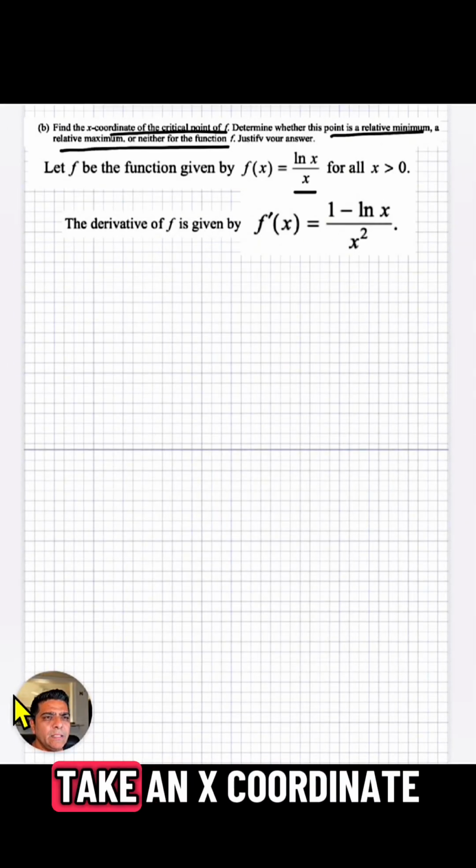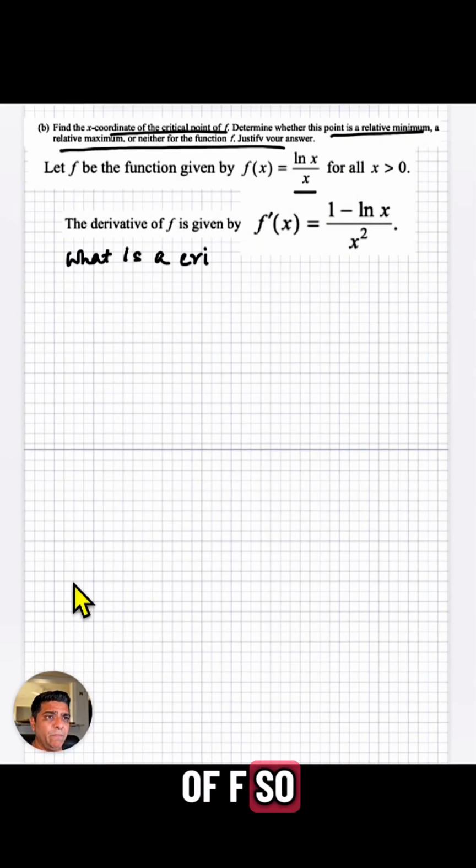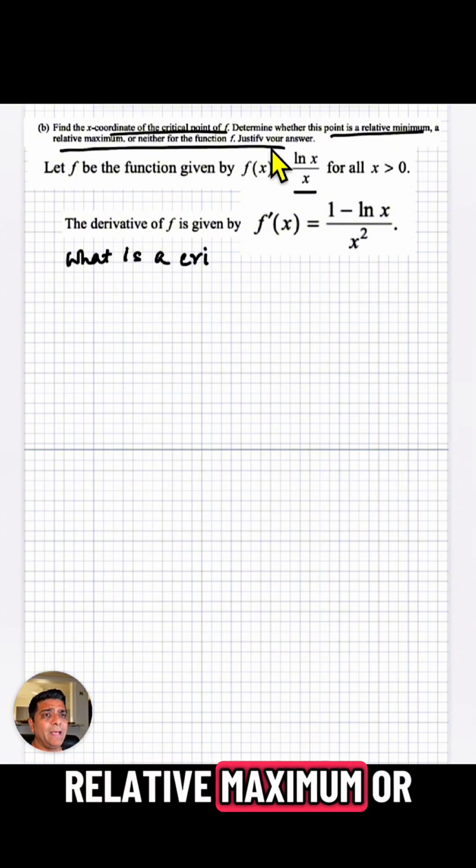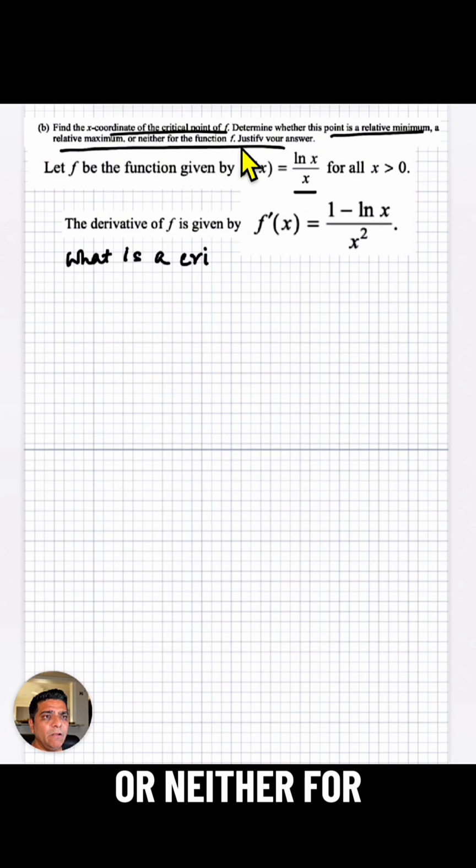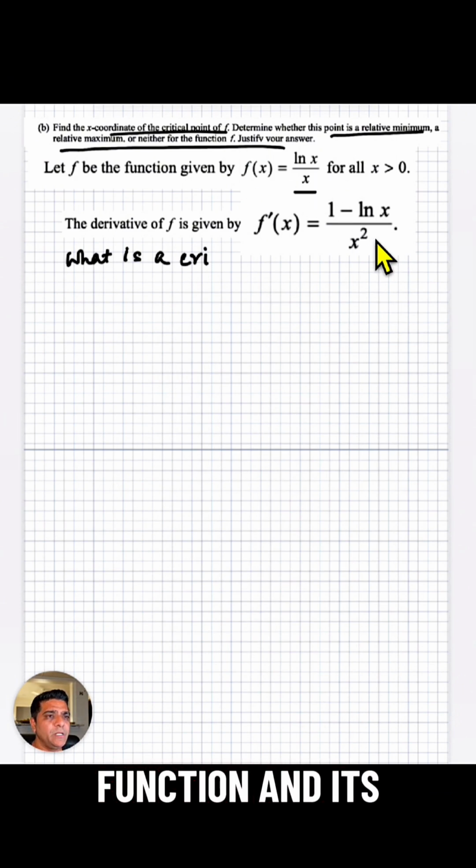Let's go to part B. Let's take the x coordinate, the critical point of f, and determine whether this point is a relative maximum, a relative minimum, or neither for the function. So again, our function and its derivative are given.